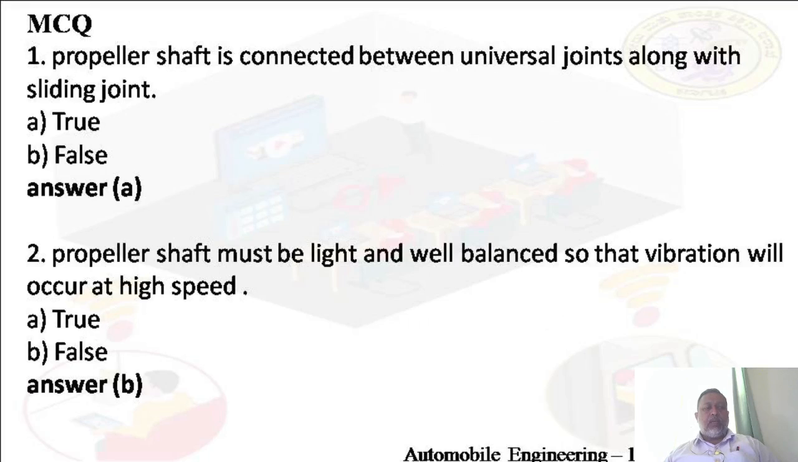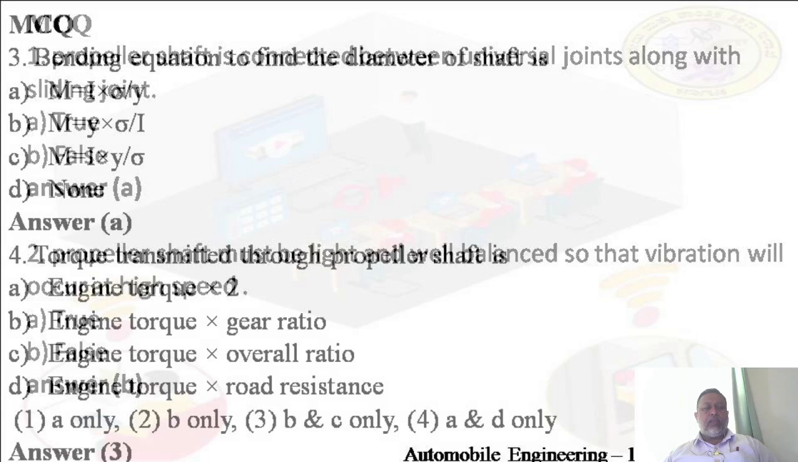We will have a few MCQs. First MCQ: propeller shaft is connected between universal joints along with a sliding joint. True or false? It is true. Second: propeller shaft must be light and well balanced so that vibration will occur at high speed. The answer is B, that is false.